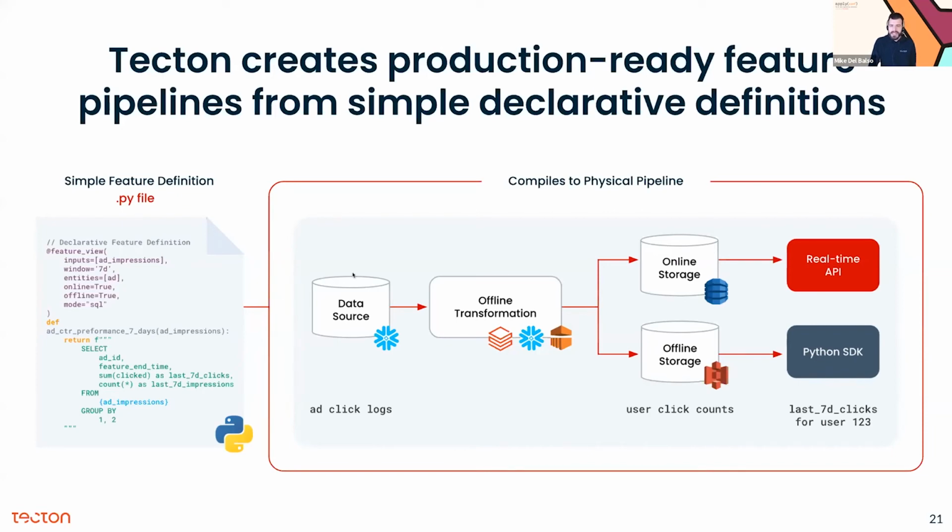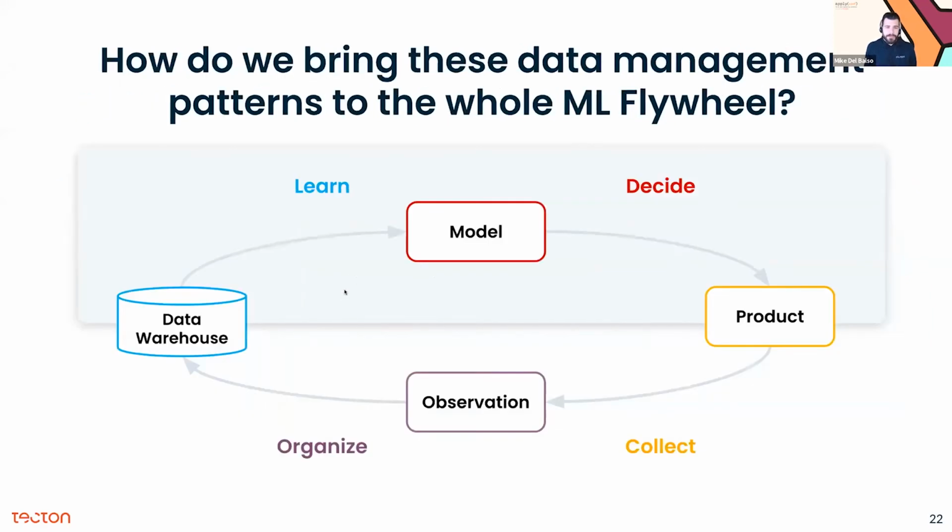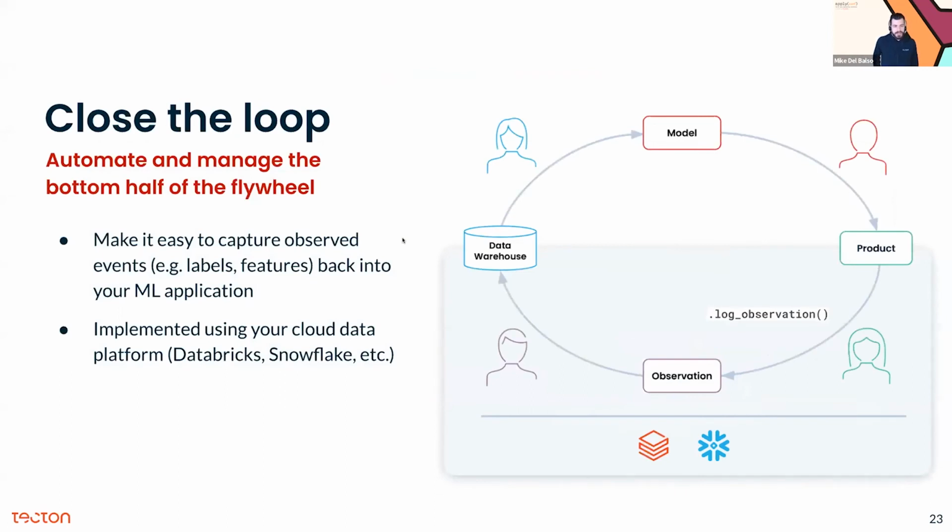And this is the kind of data management that we're looking for the whole loop. So how do we bring these data management patterns to the whole ML flywheel? How do we extend that kind of capability to everything? And so there's a couple of things that you should be thinking about when you're coming from the top half of the flywheel and you're trying to make sure you have a solid story for the whole flywheel. The first thing is kind of simple. It's close the loop.